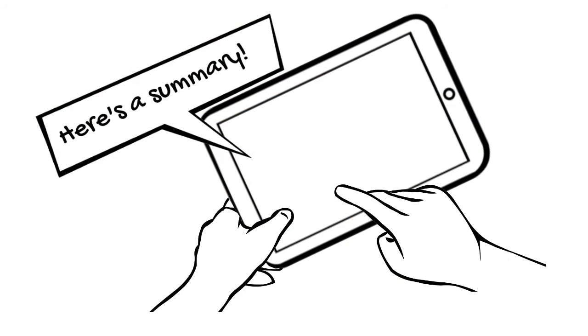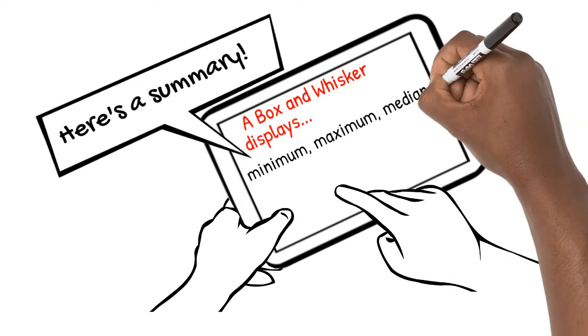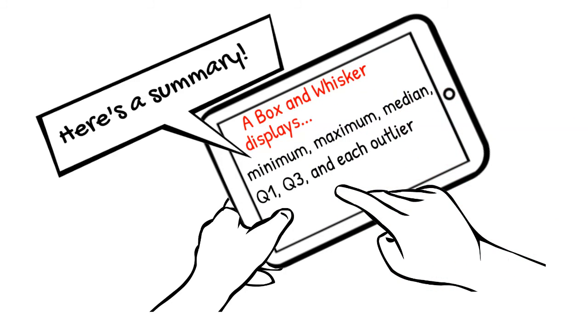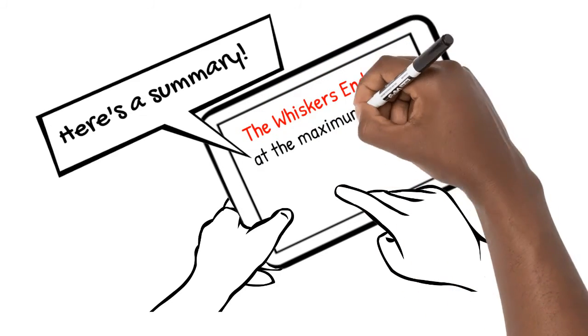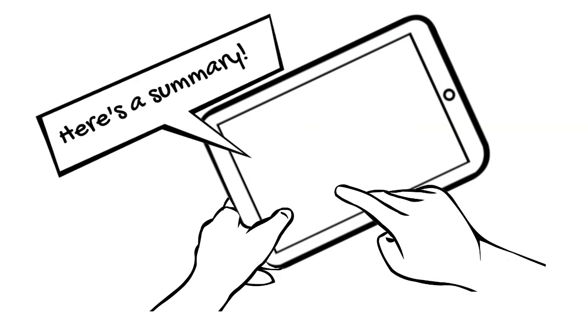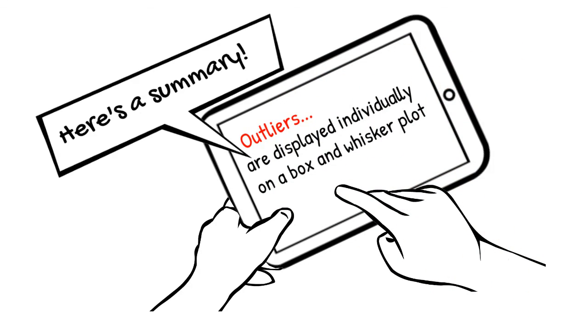Here's what we've learned. A box and whisker displays the minimum, maximum, median, lower quartile, upper quartile, and each outlier. The whiskers end at the maximum or minimum other than the outlier. Outliers are displayed individually on a box and whisker plot.